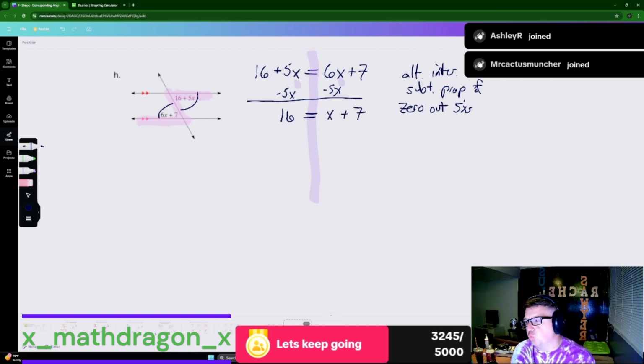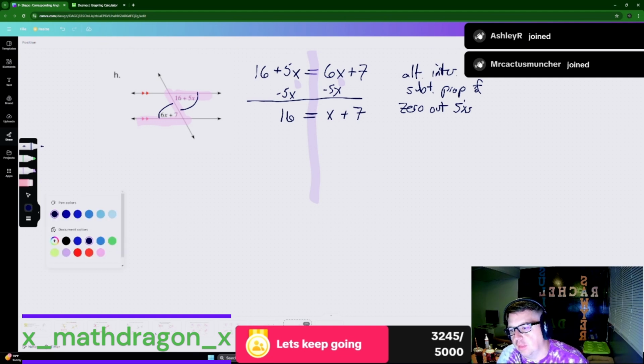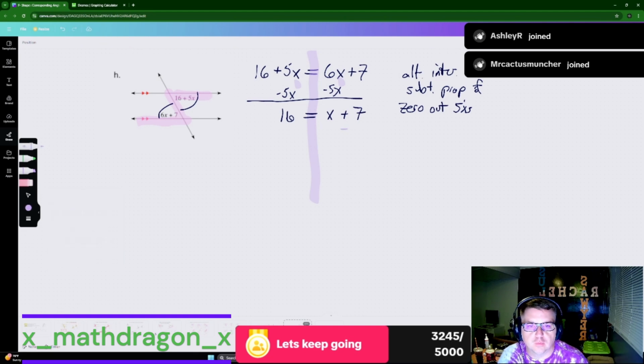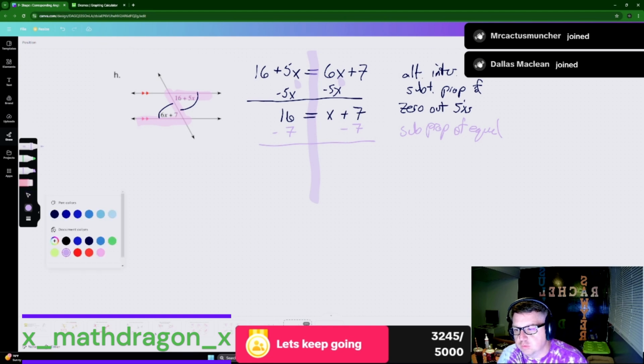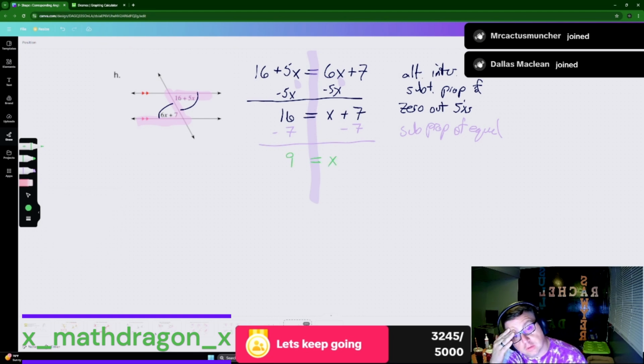6 minus 5 is 1. So the singular x we can just write as an x. And then we need to get rid of the 7. So subtract 7 from both sides. That's the subtraction property of equality. And that will leave us with, let's do a little dark green action, 9 equals x, as we zero out the 7's.